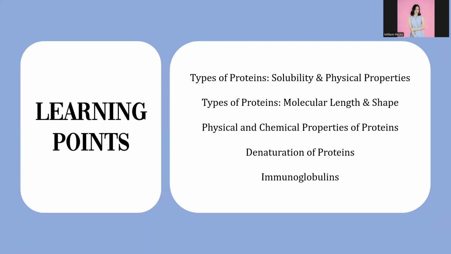So for the learning points for this lecture, we will continue with the types of proteins based on their solubility and physical properties, and then types of proteins based on molecular length and shape. We will also briefly discuss the physical and chemical properties of proteins, and then talk about denaturation of your proteins, and then an application to your medtech life: immunoglobulins.